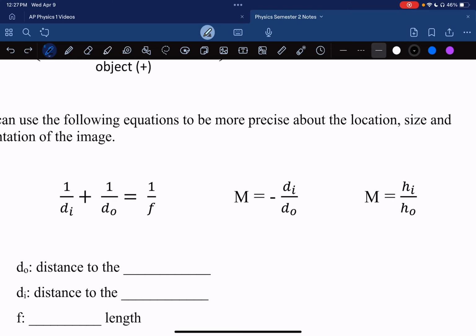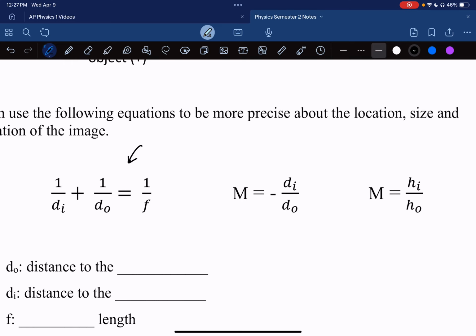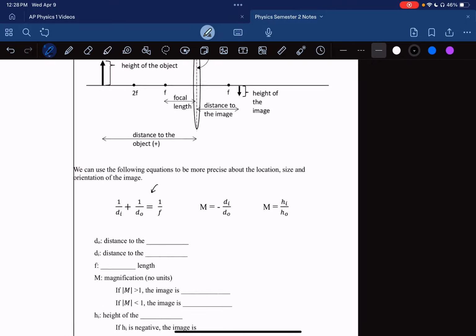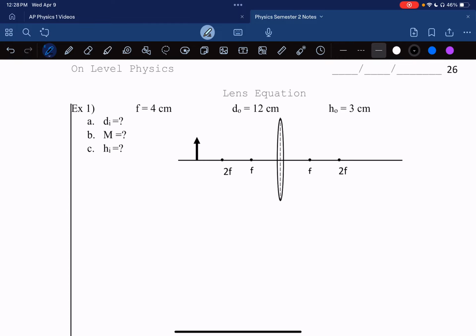The only thing I want you to know about this equation, the lens equation, is that this is an inverse equation. So if I take 5, I'm just giving you an example, and I take the inverse of 5, that just means 1 over 5. That's the inverse of it. If I take the inverse of 1 over 5, it's 5 again. Hopefully you know what inverses are, but if you don't, that's just a quick explanation. So this is the inverse of di, this is the inverse of do, and that's the inverse of f. Let's jump right into an example.